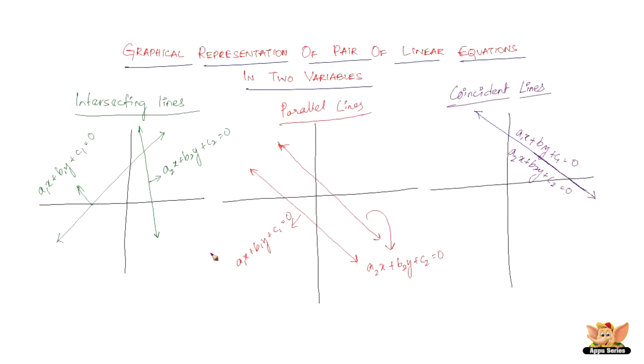So these are the three kinds of graphical representation that we will get when we plot a graph for a pair of linear equations in two variables. That's the introduction to the graphical representation of a pair of linear equations in two variables. This concludes this video. In the forthcoming videos, let us solve problems based on these three types of graphical representation of a pair of linear equations in two variables.